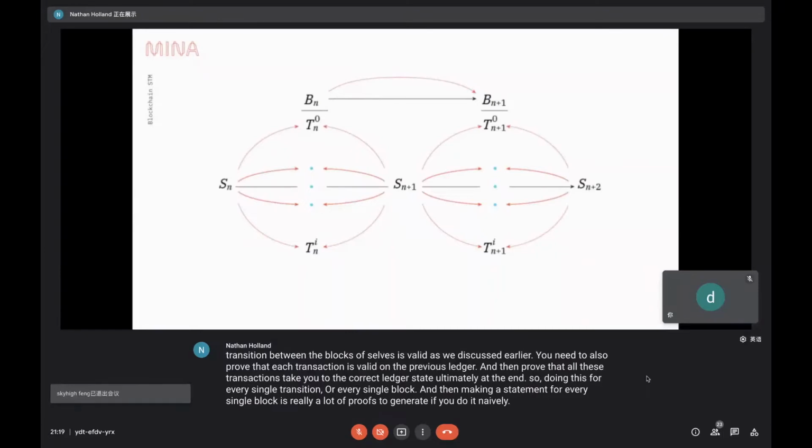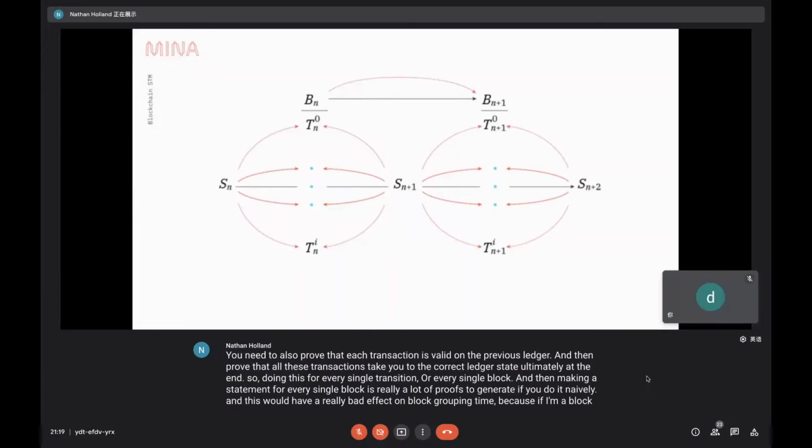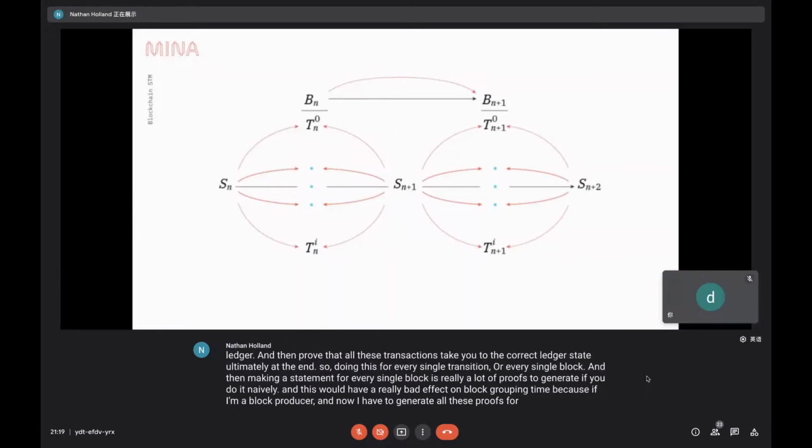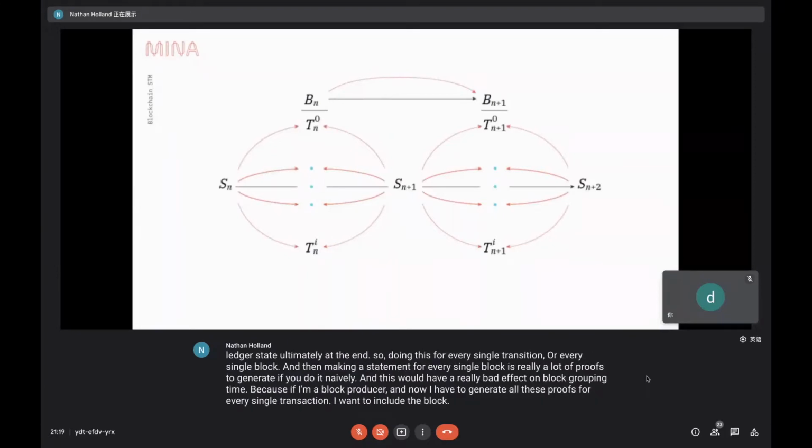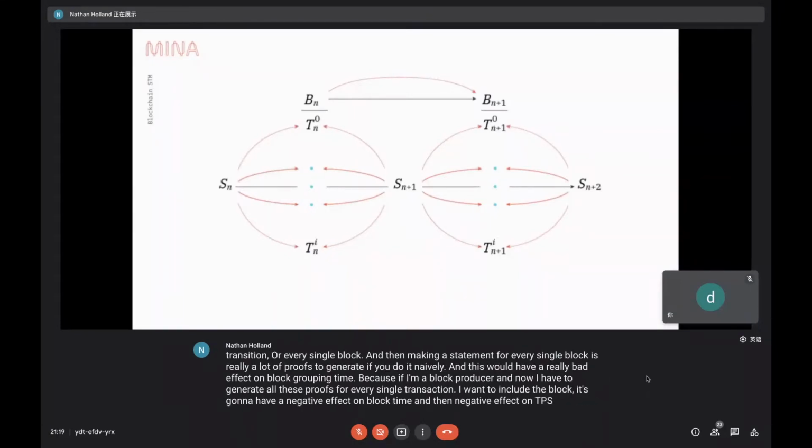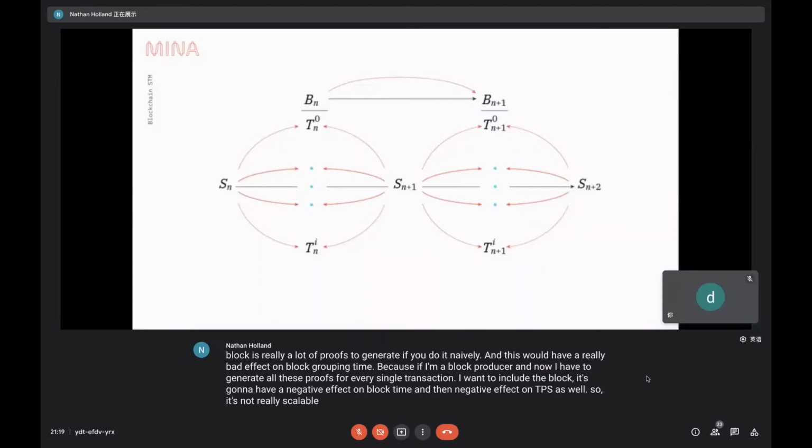And this would have a really bad effect on block proving time, because if I'm a block producer and now I have to generate all these proofs for every single transaction I want to include in the block, it's going to have a negative effect on block time and a negative effect on TPS as well. So it's not really scalable to just require all of these proofs to be generated within the amount of time that's allocated for producing blocks.